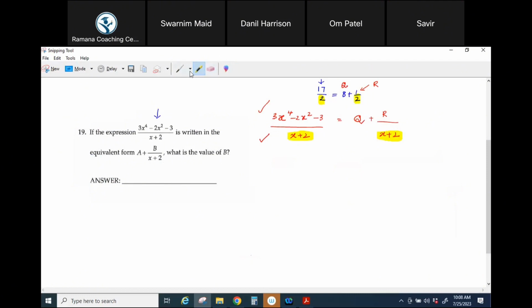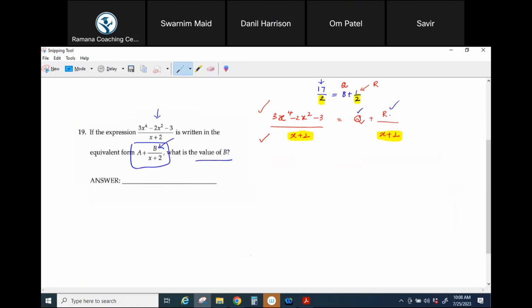Now, this is the quotient, this is the remainder. So that's exactly it. And that means, what is he asking, by the way? He is asking for quotient or remainder. He is asking for the remainder, right?